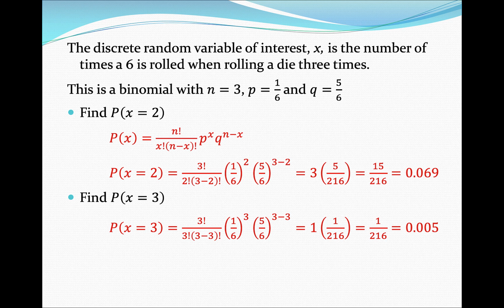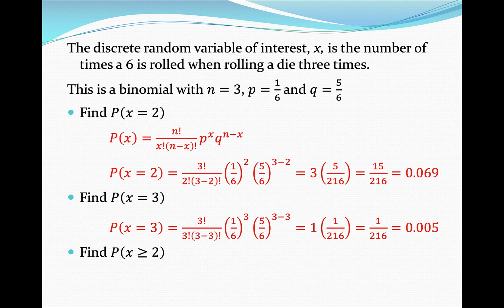And then if you look there, you get 5/6 to the 0th power, so that also just goes away because 5/6 to the 0th power is just 1. So all you're really left with here is 1/6 to the 3rd power, which is 1 over 216. And of course, that's the probability that we calculated before as well. That'll give you, if you write it out as a decimal, 0.005.